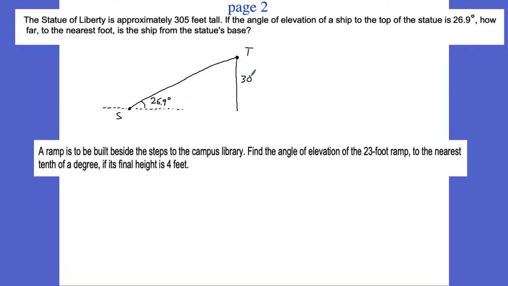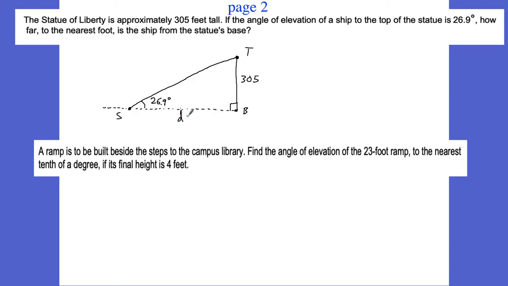This is approximately 305 feet tall. How far is the ship from the statue's base? The statue's base is right here, point B. So we want to find the distance that the ship is from the base. We'll call this D for distance. We have this right angle right here, assumed to be a right angle at the base of the statue. And we solve for D.